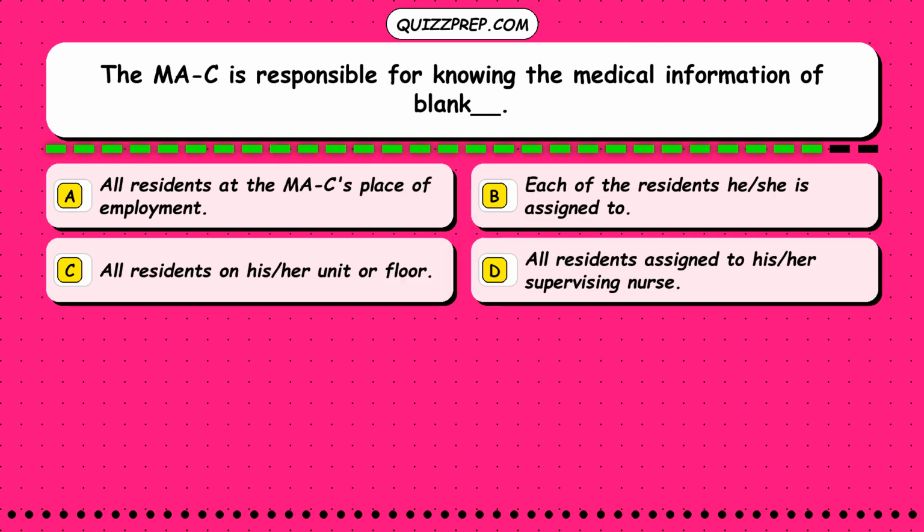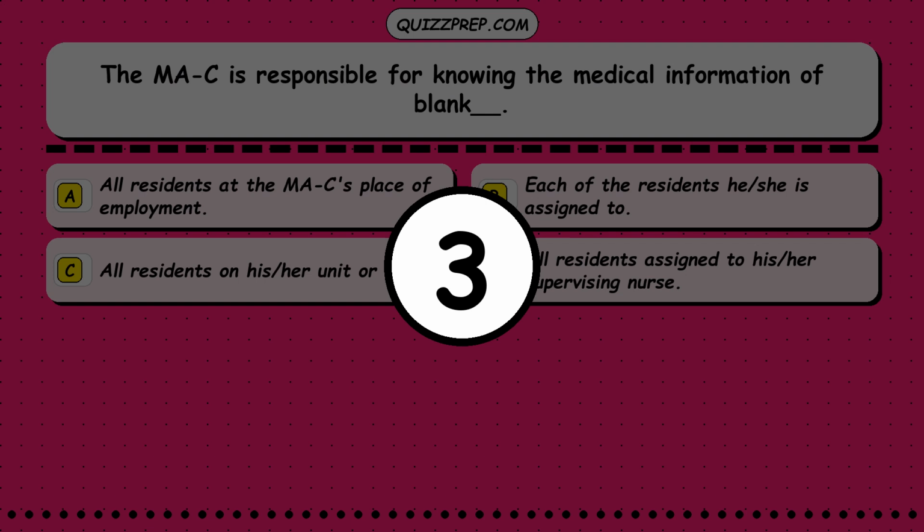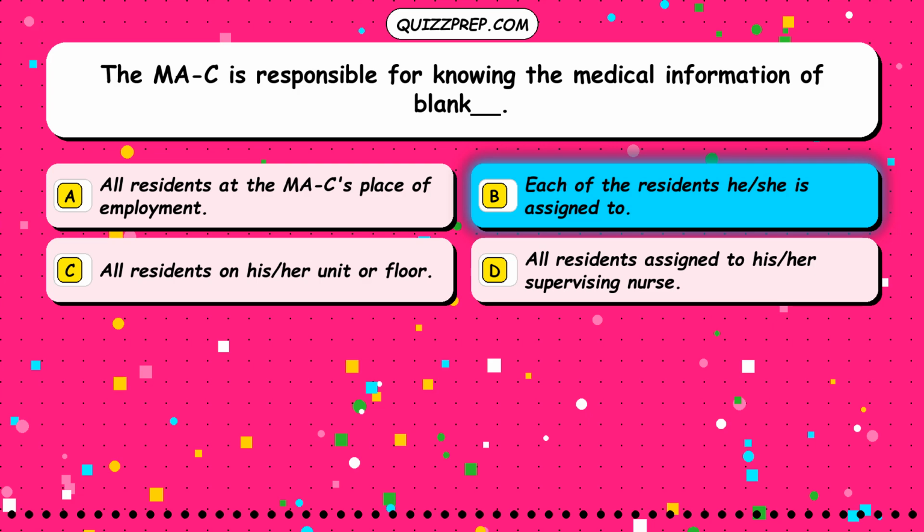Question 274. The MASI is responsible for knowing the medical information of blank. Option A, all residents at the MASI's place of employment. Option B, each of the residents he or she is assigned to. Option C, all residents on his or her unit or floor. Option D, all residents assigned to his or her supervising nurse. The correct answer is option B, each of the residents he or she is assigned to.